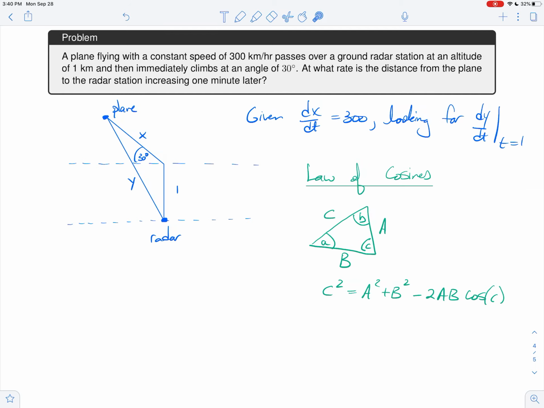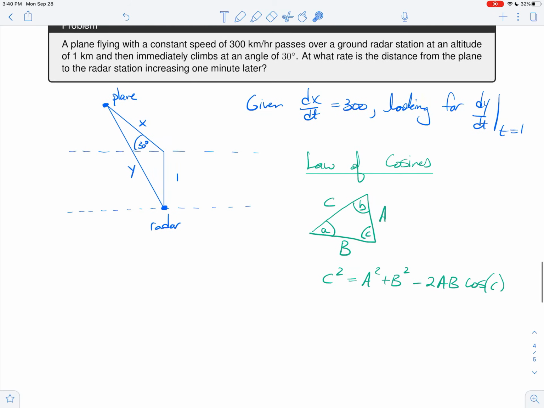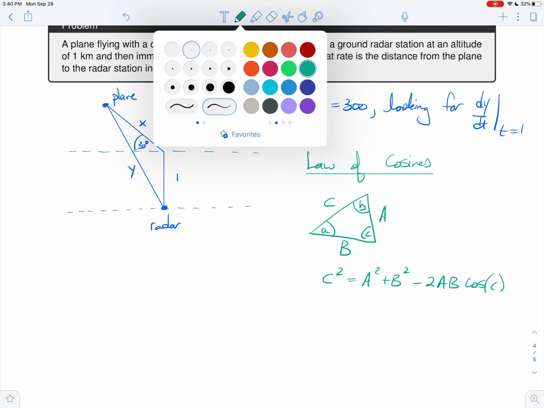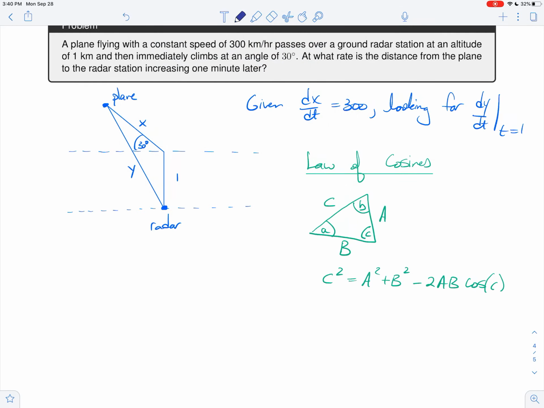And so I want us to think about together how we can apply the law of cosines in our situation. So let's write it down. I can say, well, y squared has got to be x squared plus 1 squared. That's the first part. And then minus 2 times x times 1 times the cosine of the angle opposite of y, because that's the one I've got along here. Well, this angle, if you think about it, is 90 plus 30, which is 120 degrees.